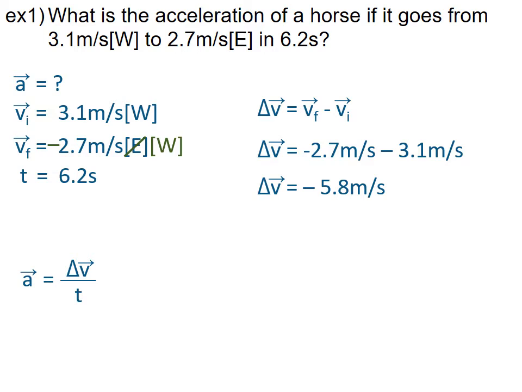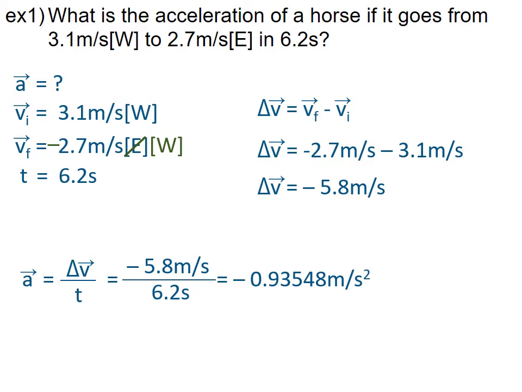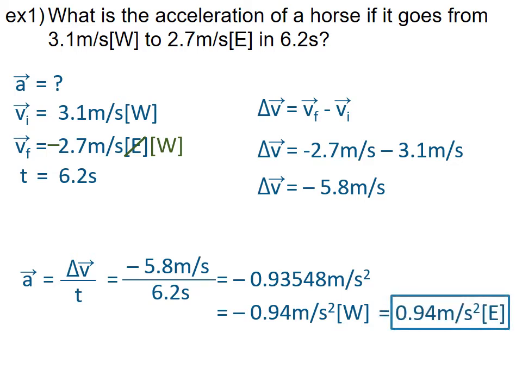Now we will sub that into our previous equation. Acceleration equals change in velocity over time. So that equals negative 5.8 meters per second over the time of 6.2 seconds. We punch that into our calculator. We get negative 0.93548 meters per second squared. So our answer is negative 0.94 meters per second squared west, which we would then write as positive 0.94 meters per second squared east.